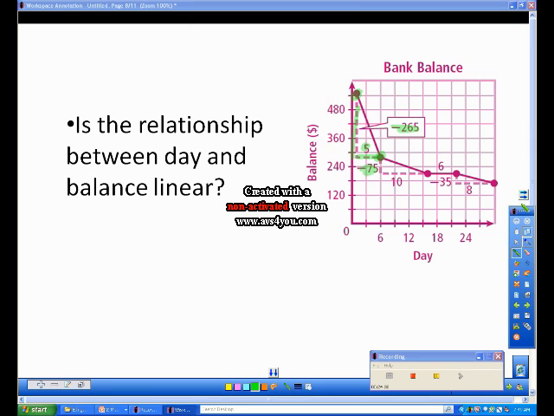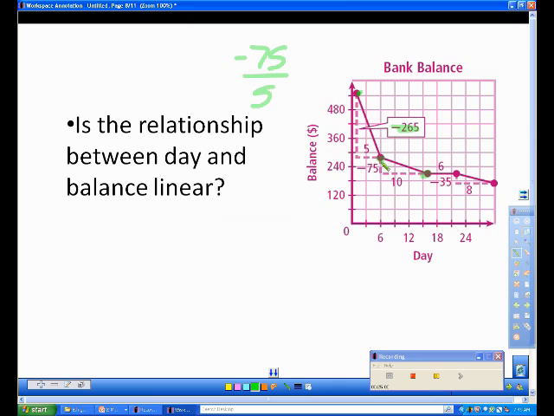You might not be able to see that. So your balance decreased $75, which is a negative 75, and then the days increased by 5. That means 5 days went by. So the rate of change here is negative 75 over 5. But then you'll notice that from this data point to this data point, it went down by a smaller amount, and the horizontal change was 10.